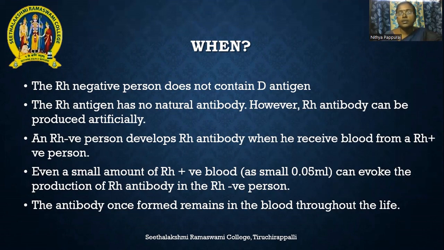The Rh negative person does not contain any D antigen. The Rh antigen has no natural antibody. However, the Rh antibody can be produced artificially. When an Rh negative person receives a very small quantity of blood, like 0.05 ml, that can evoke the production of Rh antibody in the Rh negative person. The antibody, once formed, remains in the blood throughout life. So the Rh negative person should not get any blood from an Rh positive person.